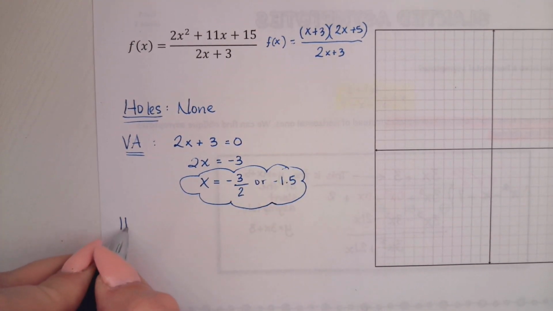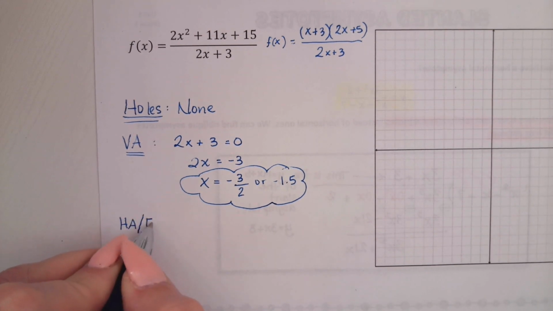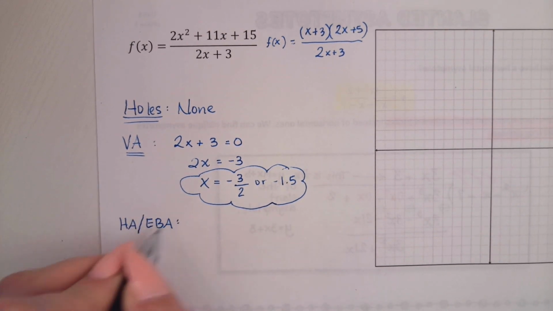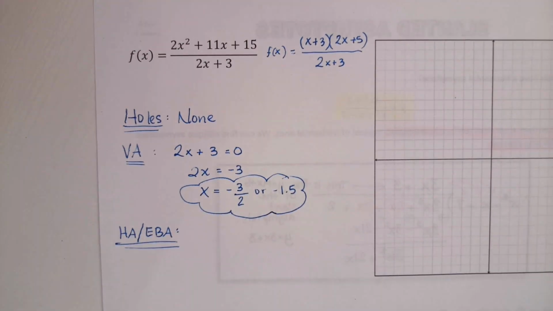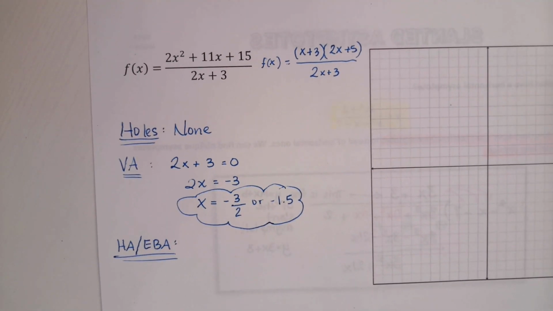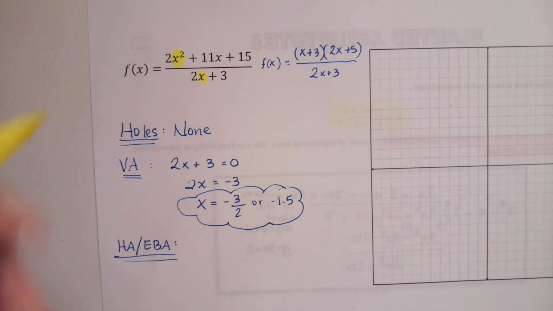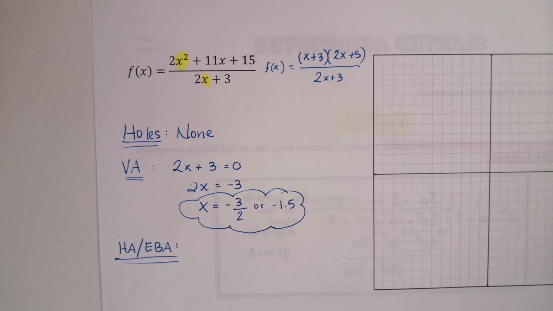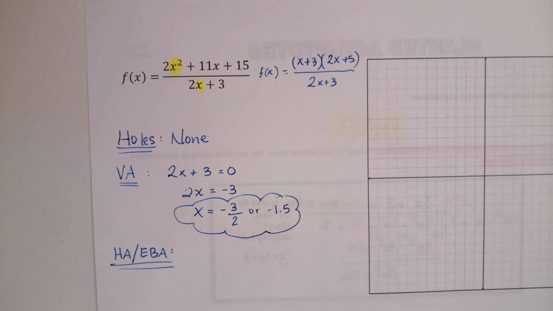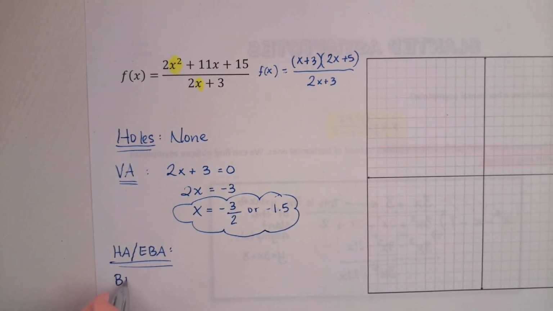Okay, and then our horizontal, or possibly just end behavior asymptote, because it might not be horizontal. We're looking at the degree. Highest exponent on the top, highest exponent on the bottom. What's my degree of the top? 2. What's the degree of the bottom? 1. So is it bigger on bottom? Is it bigger on top? Or are those exponents the same? Bigger on top. Remember our acronym, bigger on top means it is slanted.